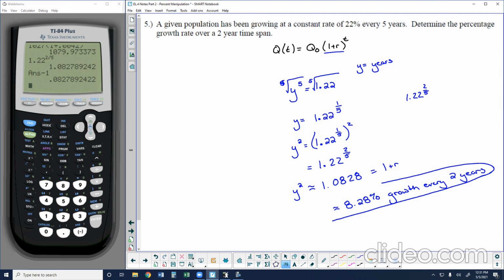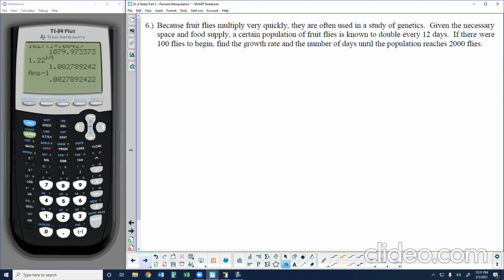Sorry, I wrote that a little bit on a slant there, but we see this process here, focusing on just the rate portion of the equation for exponential growth or decay, and starting to manipulate exponents to change our time domain. Let's take a look at another example.